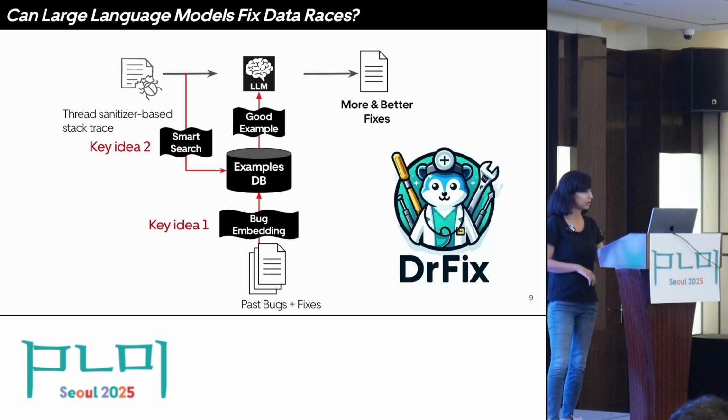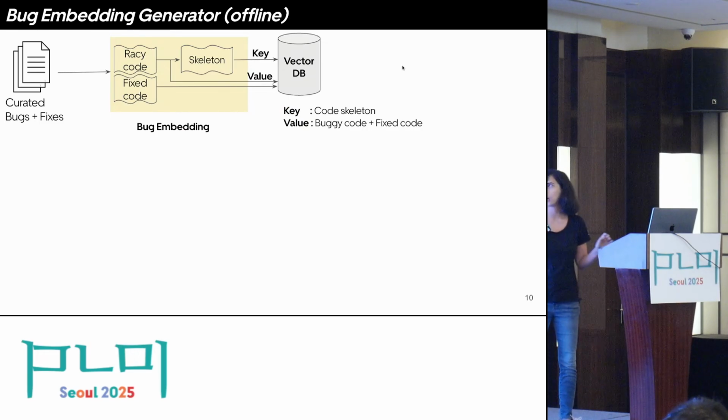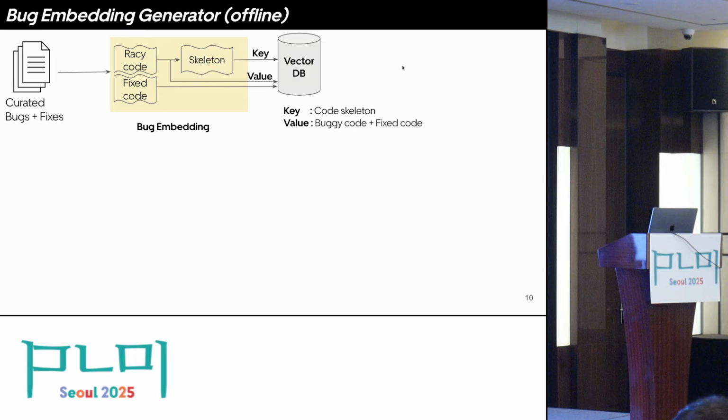Let's first start with the bug embedding generator. This is a step that we mostly do offline.